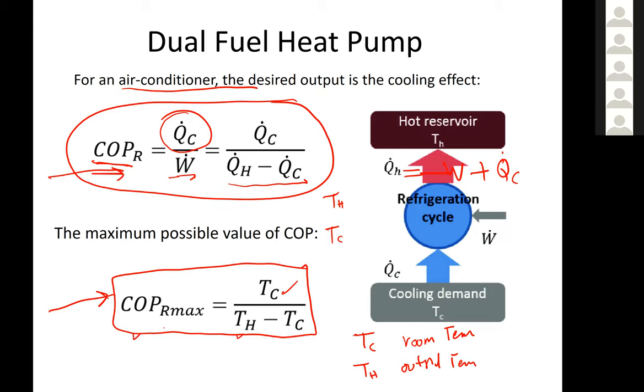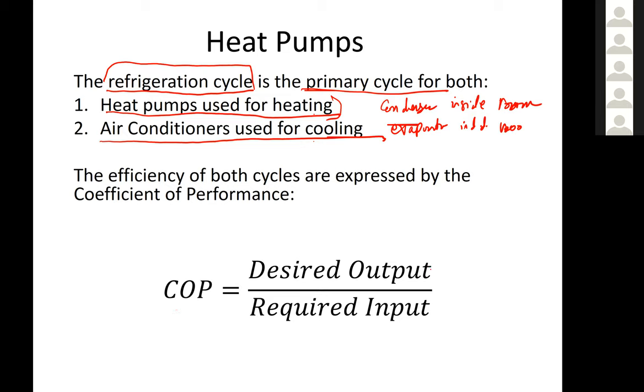If you notice, this COP max will decrease when TH minus TC increases. So when this difference increases, COP is going to drop toward one. What happens if this COP drops to one? One is extremely low. What happens in that case? I will have desired output being the same as required input. This is very significant when it comes to the heat pump.